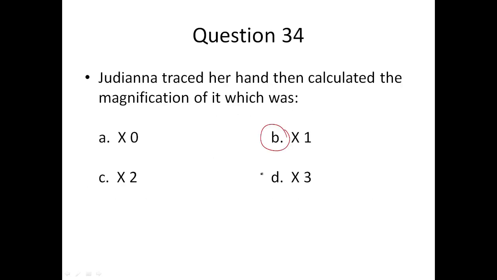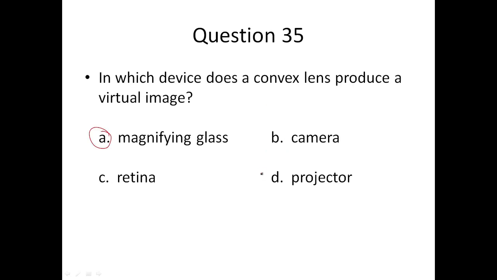Juliana traced her hand, then calculated the magnification of it, which was times 1. There are no numbers, because if you trace your hand, it's going to be the same. They didn't say she enlarged it. It's going to be the same size. So if her hand had a length of 6 centimeters and the drawing is 6 centimeters, you divide the height of the image by the height of the object. If they're the same, they're going to give you 1, right? 6 divided by 6 will give you 1.